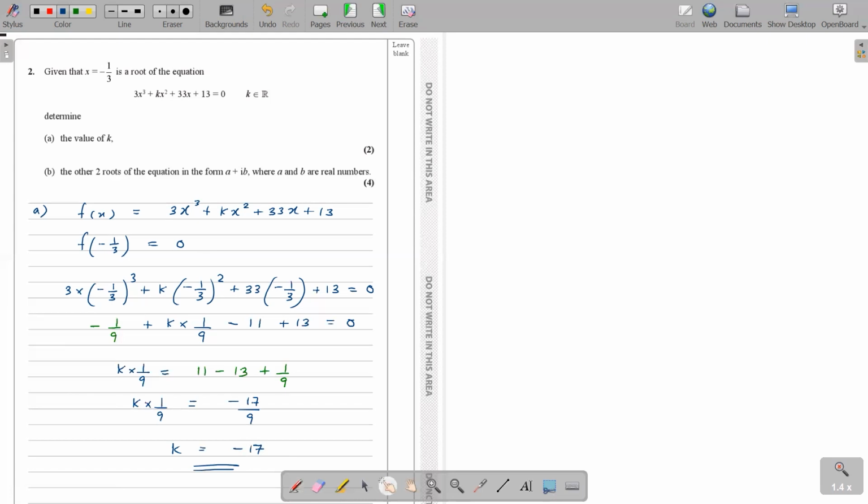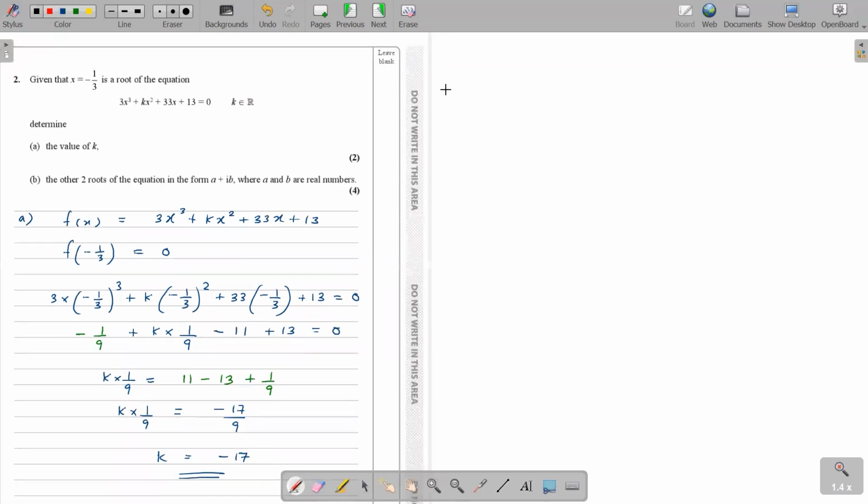Is this clear? Okay, then they ask you in part B, determine the other two roots of the equation in the form a plus ib, where a and b are real numbers. Okay, how do we get the other two roots? So first we have our f(x) equation equals 3x cubed plus what is our k value? Minus 17. So shall I write here minus 17x squared? 3x cubed minus 17x squared plus 33x plus 13 equals 0. Do you agree with me?